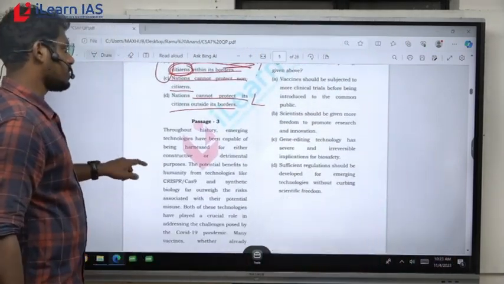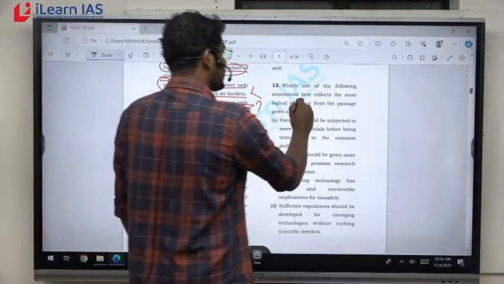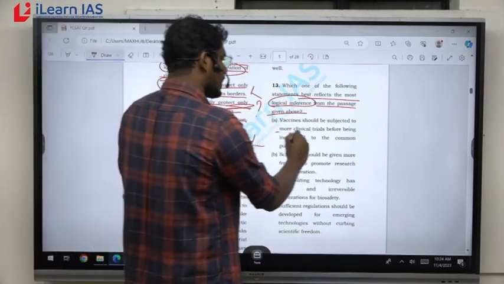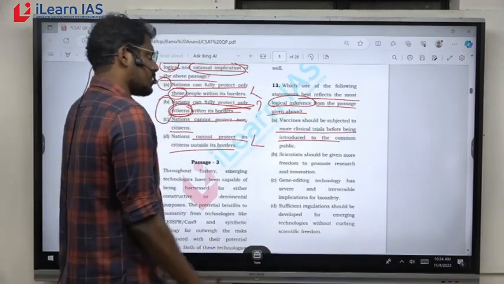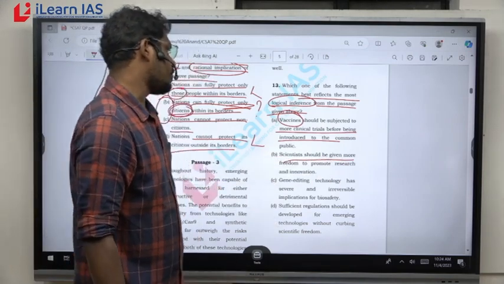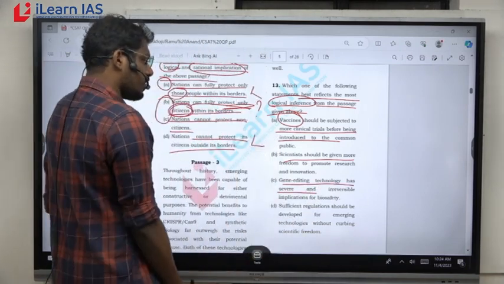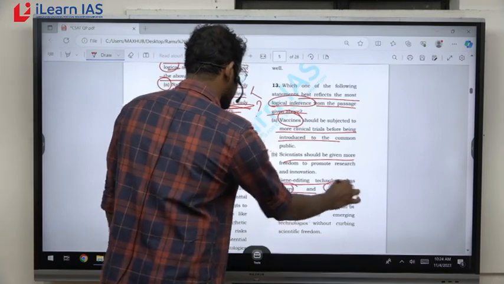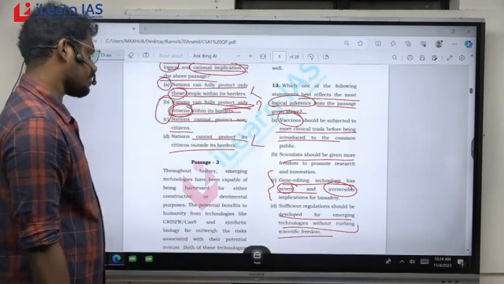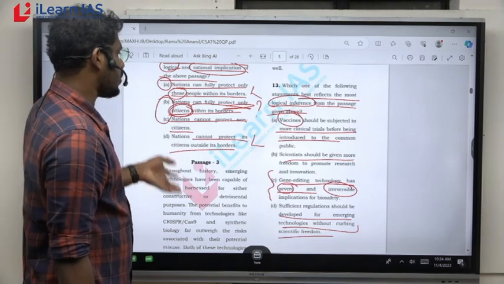Moving to next question, question number 13. Which one of the following statements best reflects the most logical inference from the passage given above? Vaccines should be subjected to more clinical trials before being introduced to the common public. So the passage is regarding vaccine efficacy or vaccines. Scientists should be given more freedom to promote research and innovation. Gene editing technology has severe and irreversible implications for biosafety. Sufficient regulation should be developed for emerging technology without curbing scientific freedom. Okay, fine. So we are not in a position to eliminate any of these options, so we have to depend on the passage.